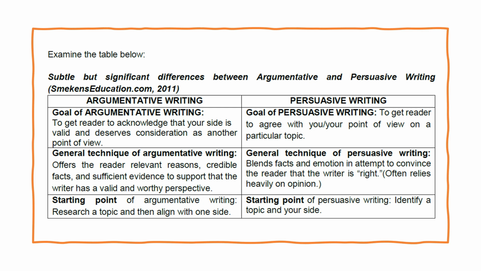It's almost the same. How about the general technique? Offers the reader relevant reasons, credible facts, or sufficient evidence to support that the writer has a valid and worthy perspective. How about in persuasive writings, general technique? Blends facts and emotion in attempt to convince the readers that the writer is right, often relies heavily on opinion. So in argumentative writing, you are presenting your own arguments by dealing with those pieces of evidence. On persuasive, although there is evidence, mostly you're writing it based on emotion.